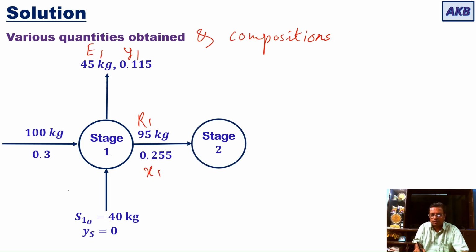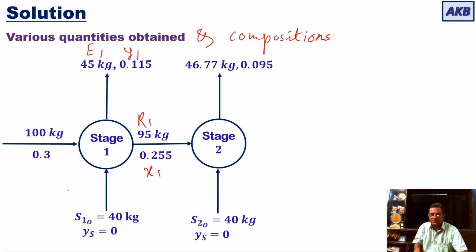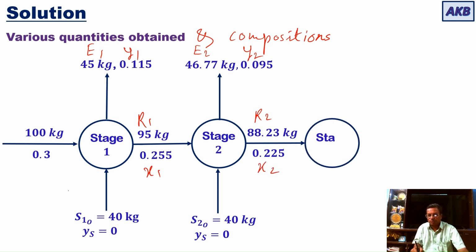Then in stage number 2, again this raffinate phase was contacted with fresh solvent, 40 kg. We got extract from it as 43.77, E2, and composition in it is 0.095. Then we got raffinate from it. The quantity is 88.23 and composition, that is X2, is 0.225.